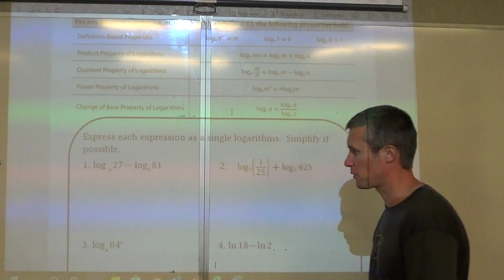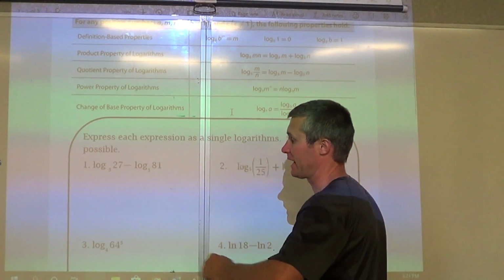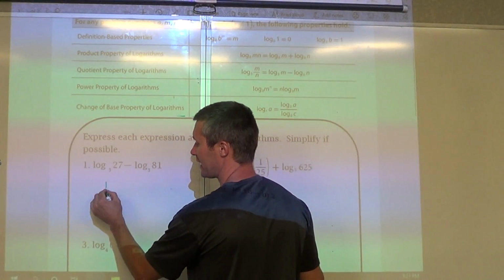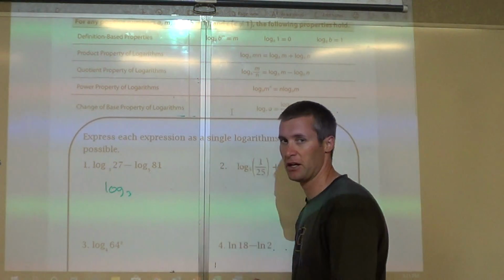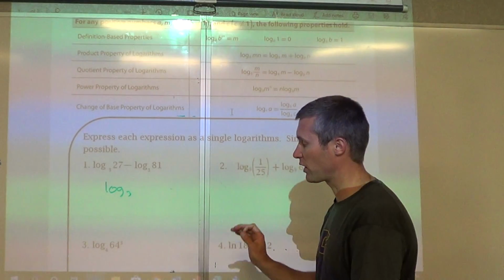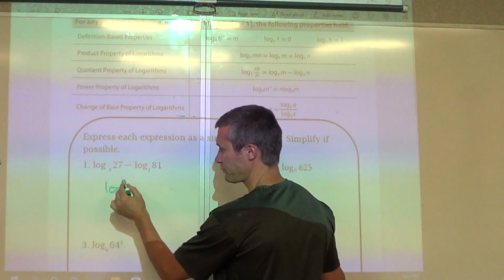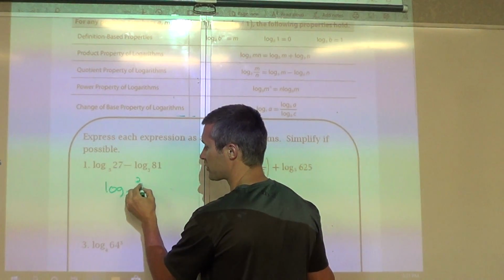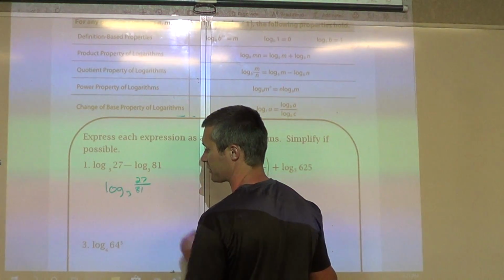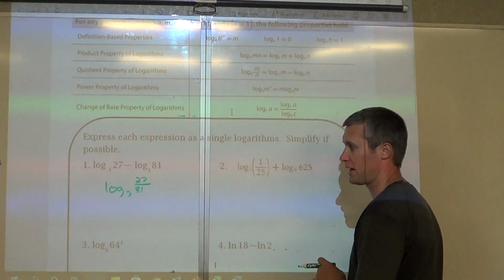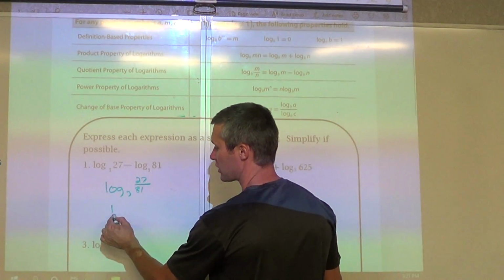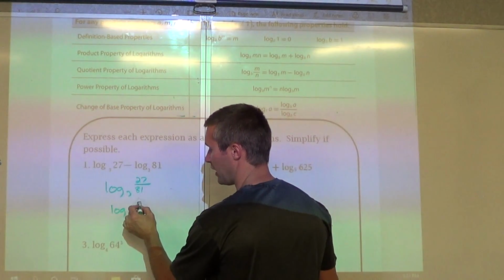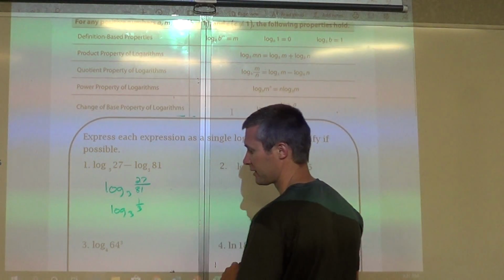So we go to the first one. Anytime I subtract logs, we can write it as a single log. So I have log base 3, log base 3. Those are the same, so now we can write them as a single log. Since it's subtraction, we just divide those 2 numbers that come after it. So 27 divided by 81 is, and now we can simplify, log base 3 of 1/3.